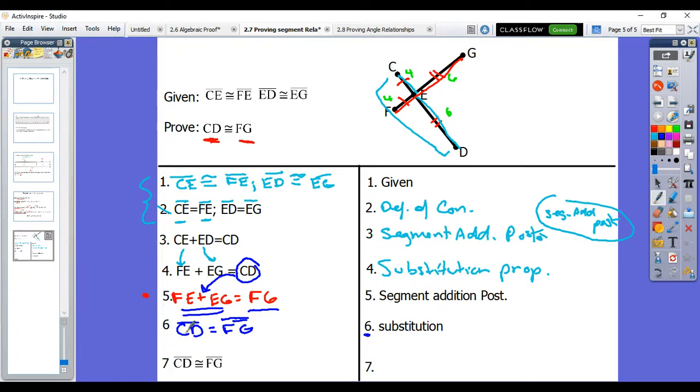And now all we did is say, instead of saying CD equals FG, we say CD is congruent to FG. That again, similar to switching it from congruent to equal, we can switch it from equal to congruent by definition of congruency.